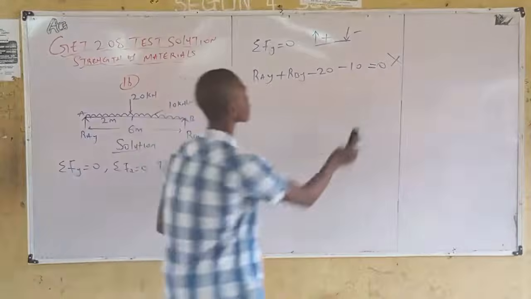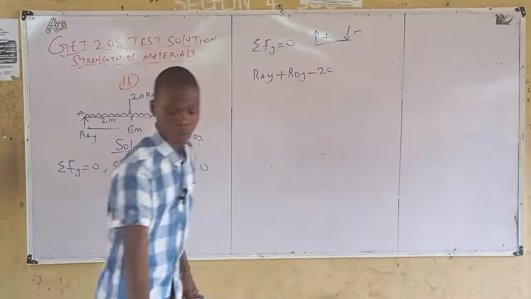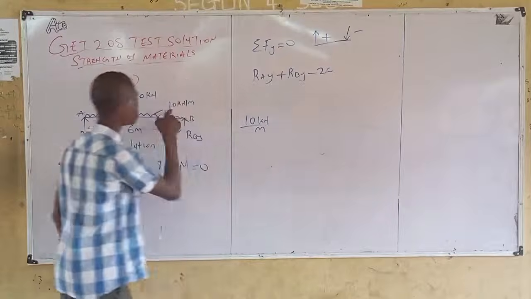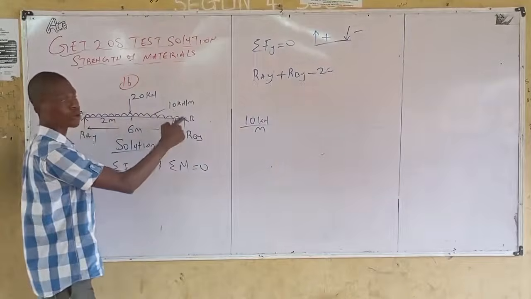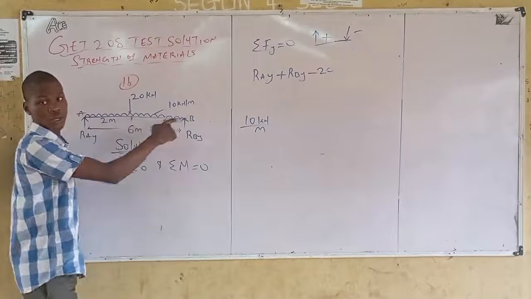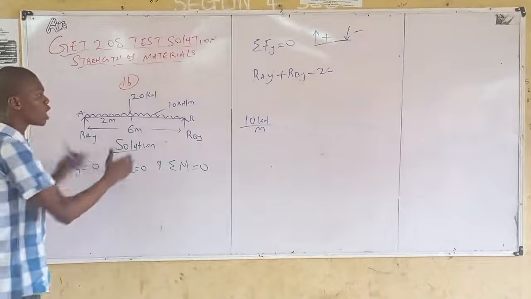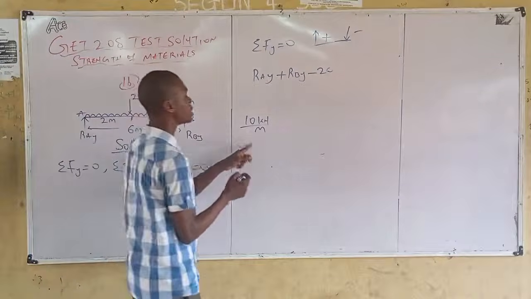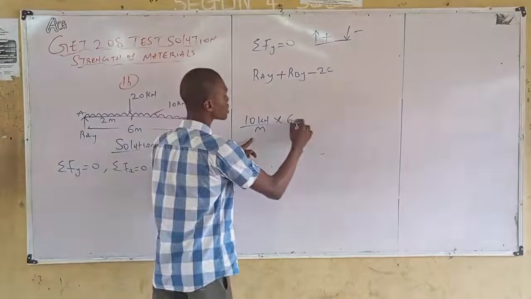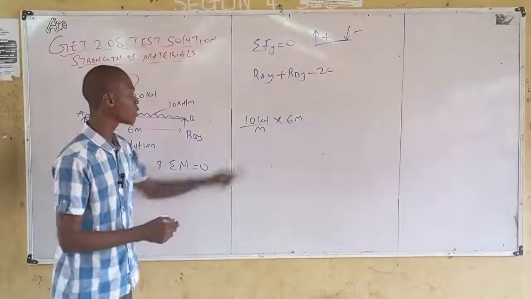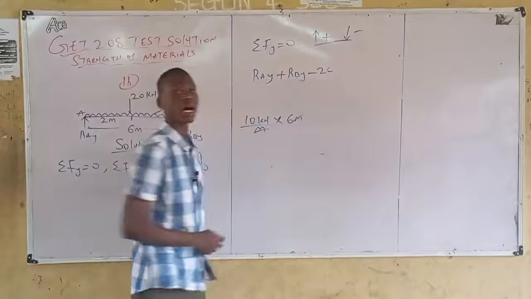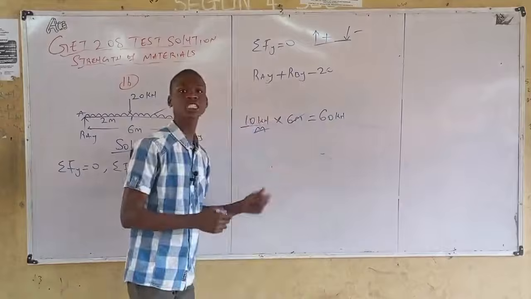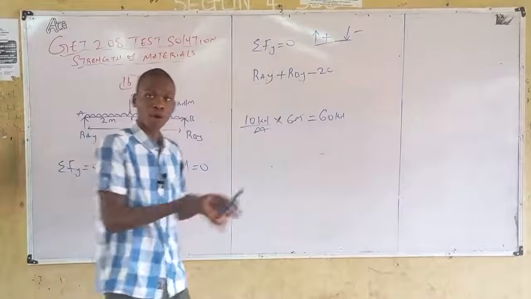10, right? What's the intensity? 10 kilonewton per meter. This is the magnitude of this U.D.L. Any question? What's the total distance this U.D.L covers? 6 meters. So you are saying the intensity times the total distance it covered. Then observe, meter can cancel meter. Then what do you have? 60 kilonewton. What you just did means you converted a U.D.L to a point load.